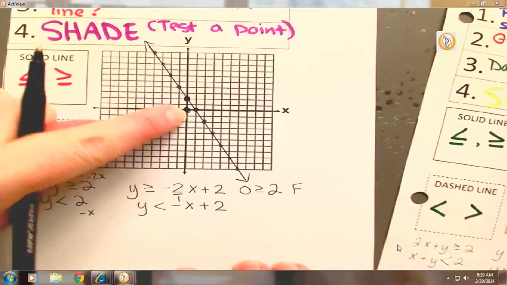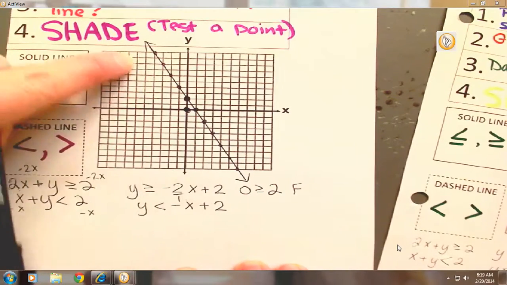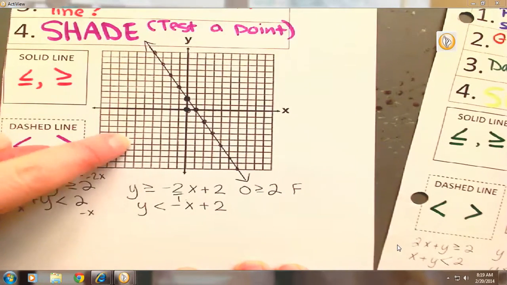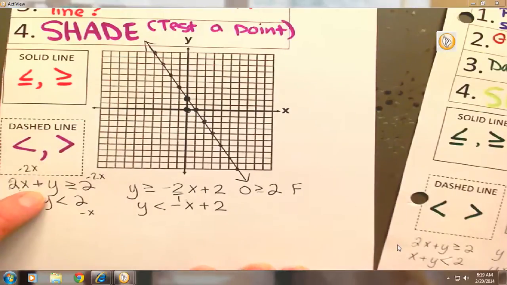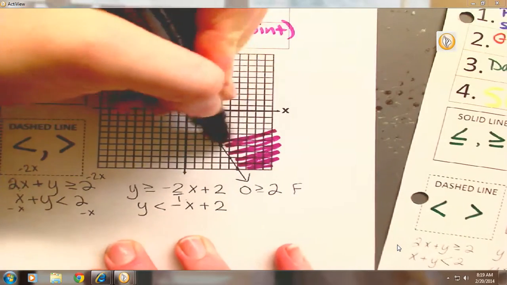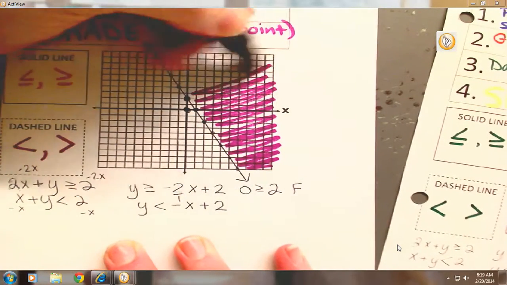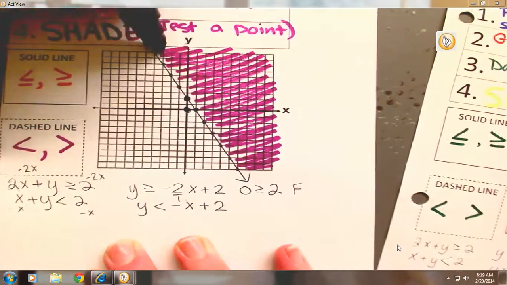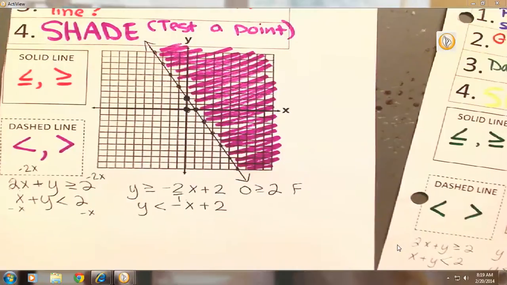I put 0, 0 in and I found that it was false. So what does that tell me about the side with 0, 0? This side is all false, isn't it? If I was to select any ordered pair from that side, it would not work in my inequality. So I want to shade the true side, so I'm going to shade the right side. This is where your markers come in. Shade one side, please.